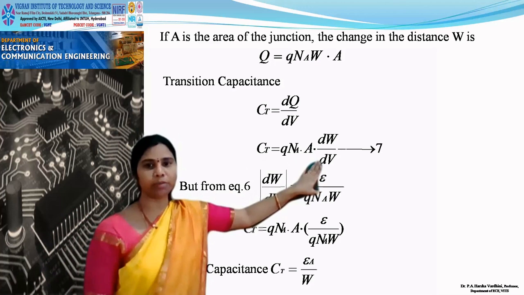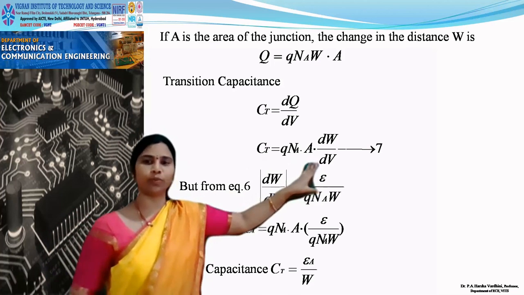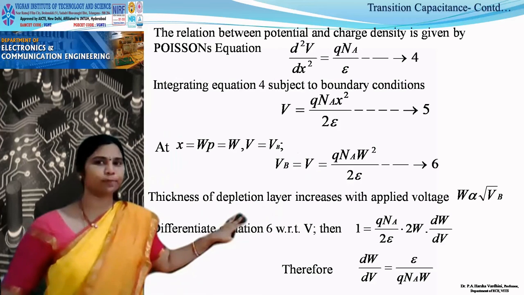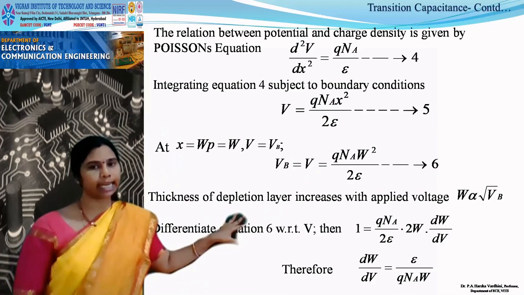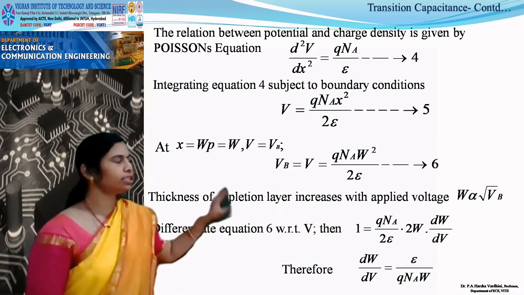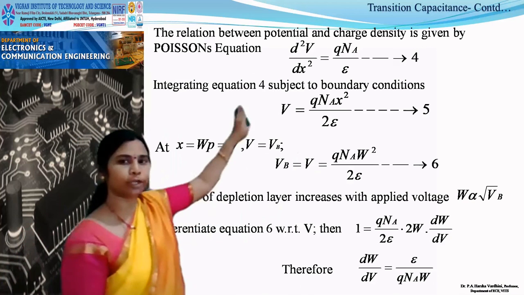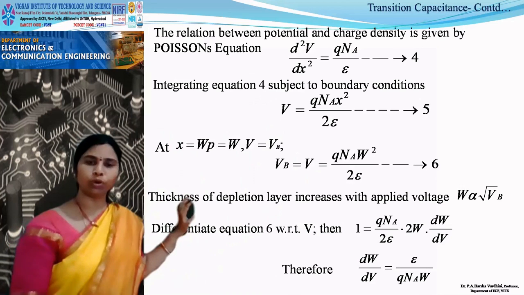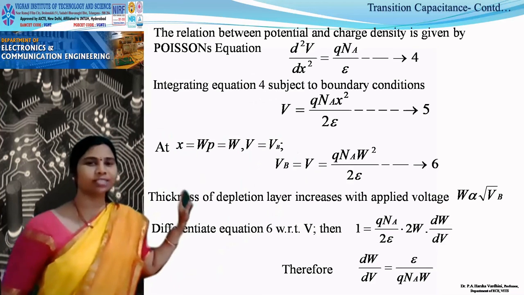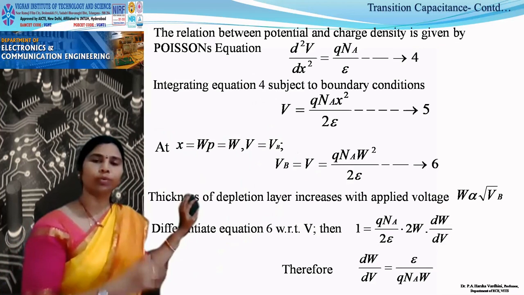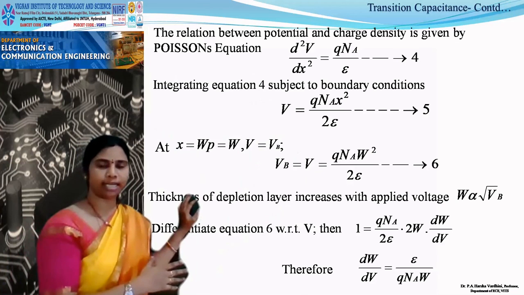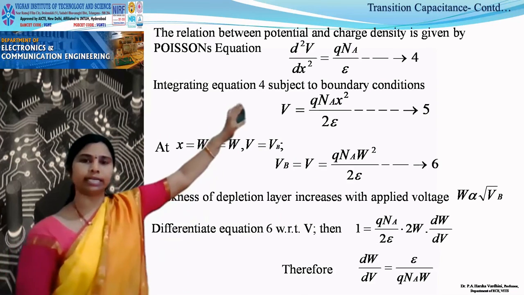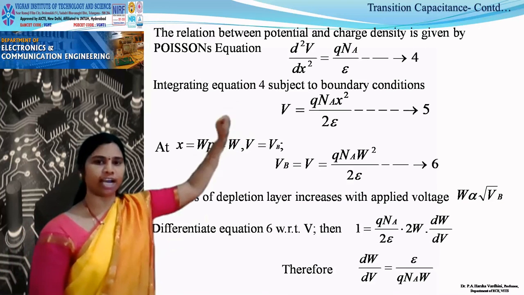But what is dW by dV? To derive this equation, I am taking Poisson's equation. What is Poisson's equation? It is relating potential with charge density. How is potential related with charge density? Actually, you know this equation previously. There is no need for derivation here. We will directly take the Poisson's relation and we will get dW by dV. So here it is relating the potential with the charge density.